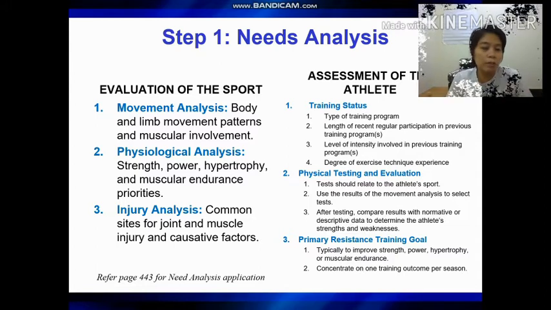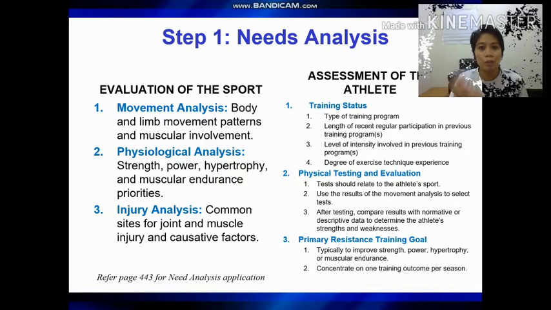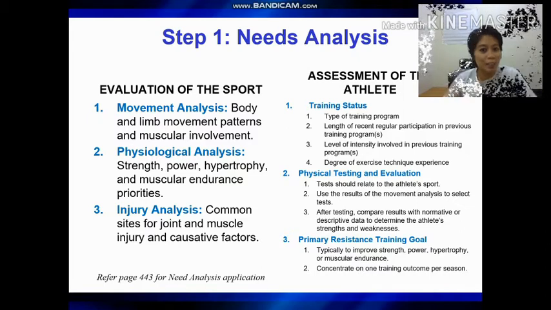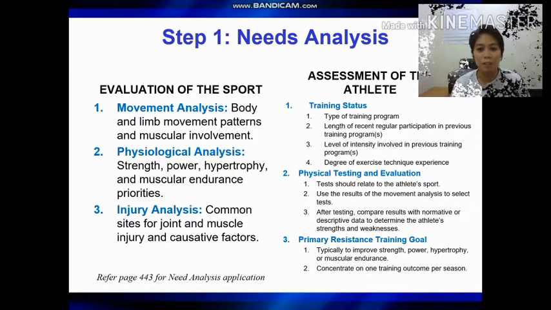Then if yes, what level of intensity? Do they know how to perform free weight exercises, barbell exercises, or only machines? You have to know their status, meaning whether they are familiar with conditioning, because you are going to train only conditioning-wise, as a sports conditioning specialist. All right, second one, you assess the athlete's physical testing.